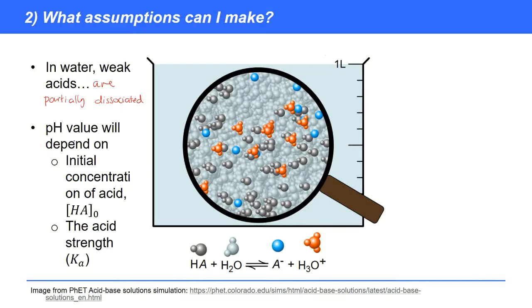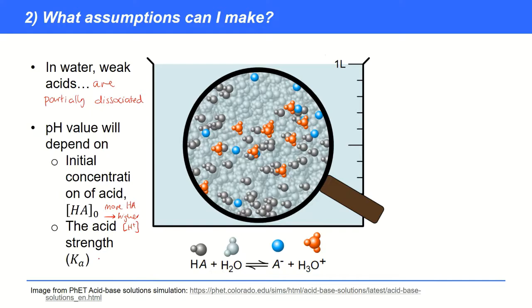So what have we seen from the simulation? Well, the pH value is going to depend on the initial concentration of acid. So the more HA you have, that's going to affect it. And generally what we're expecting to see is that more HA is going to lead to a higher concentration of H plus and therefore a lower pH. That's what we're expecting, and that's similar to a strong acid.